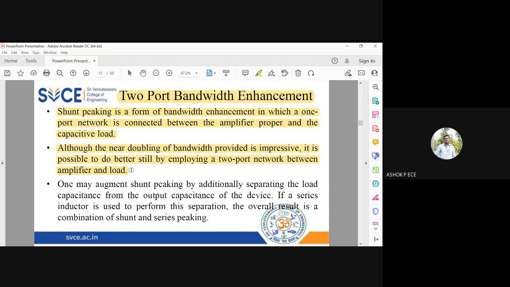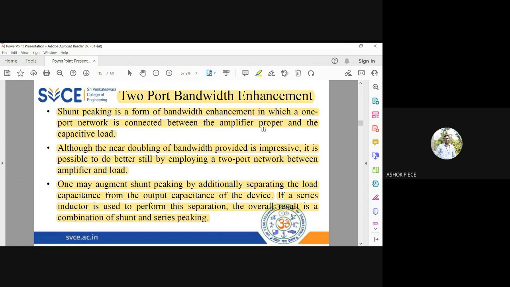So how am I going to enhance the bandwidth of a 2-port network? I have to do it separately. For the input side, I have to do shunt peaking, and at the output side, I have to do a separate type of peaking. If I'm going to separate the load capacitance from the output capacitance, I have to use a series inductor for peaking my response. So that is called shunt and series peaking.